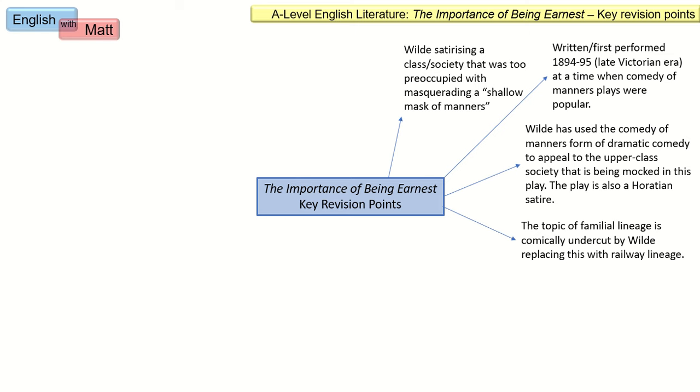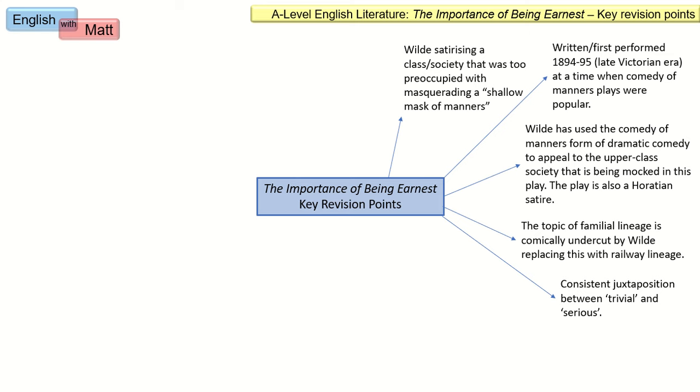And one of the things that Wilde does to indirectly critique and mock the upper class's preoccupation with lineage is to replace familial lineage and bloodlines with railway lineage, and having Jack found as a baby in a handbag in a railway station. So you have railway lineage here and railway lines instead of bloodlines.